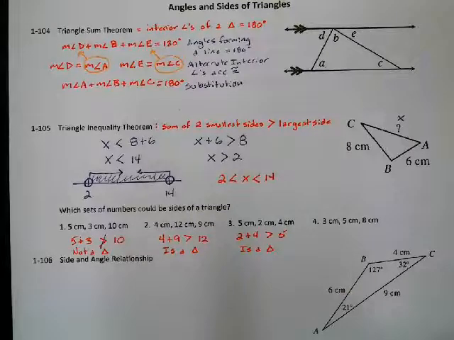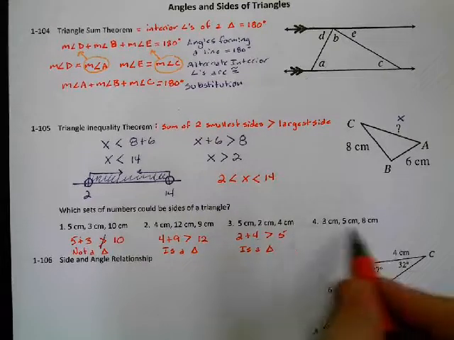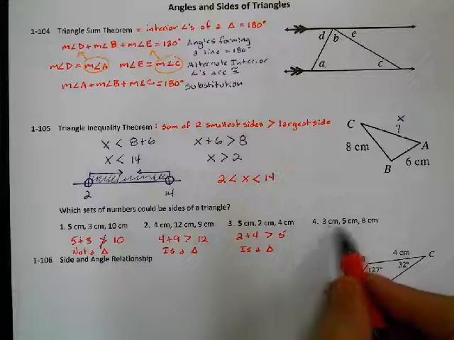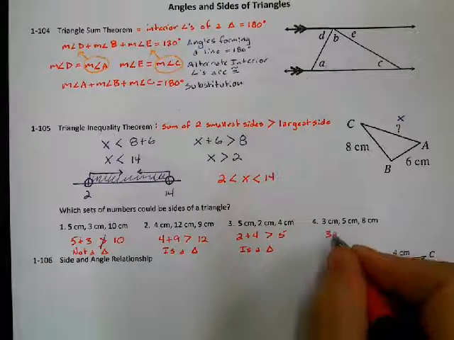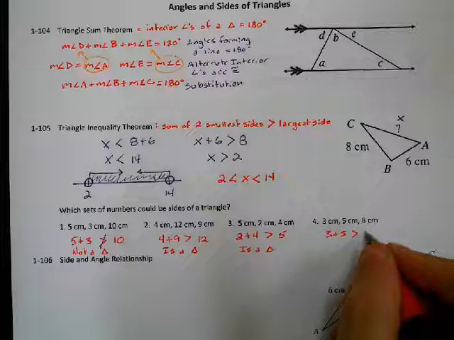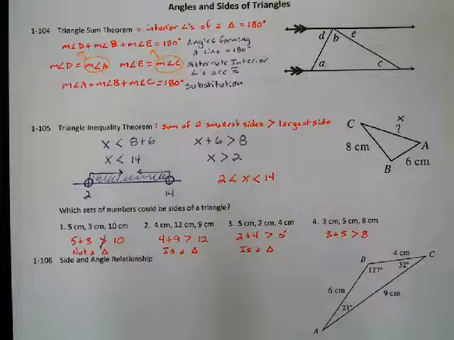Over here, I've got 3, 5, and 8. So my two smallest are 3 and 5. And they have to be bigger than 8. They are not bigger than 8. They are equal to 8. So that's not a triangle.